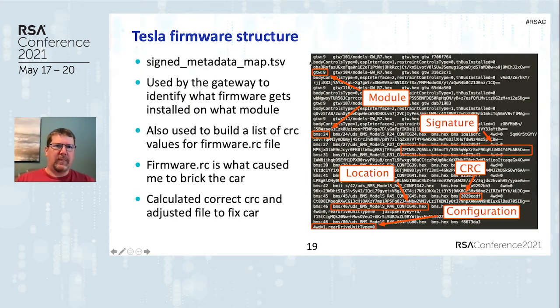So the structure in the file actually shows you, okay, here's the module. It shows the signature value of the firmware itself, and it uses this to actually build the CRC values for that individual module on the vehicle. And so once I extracted that out, figured out the correct firmware that was supposed to be on the BMS unit, I calculated the correct CRC, adjusted the file, and that's what allowed me to fix it.